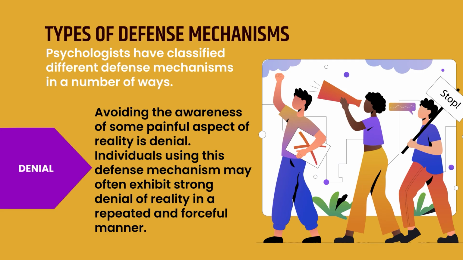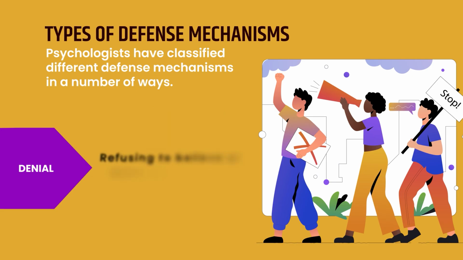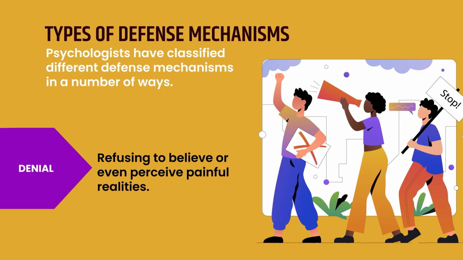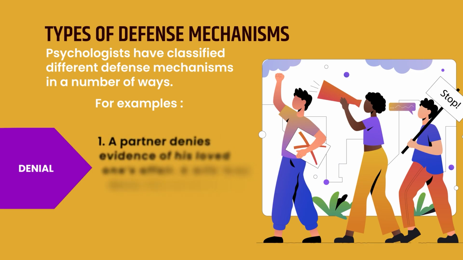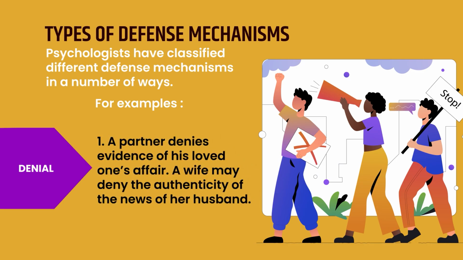Individuals using this defense mechanism may often exhibit strong denial of reality in a repeated and forceful manner, refusing to believe or even perceive painful realities. Dealing with emotional conflicts or stress by refusing to acknowledge painful aspects of reality or experience that would be apparent to others. For example, a partner denies evidence of his loved one's affair.